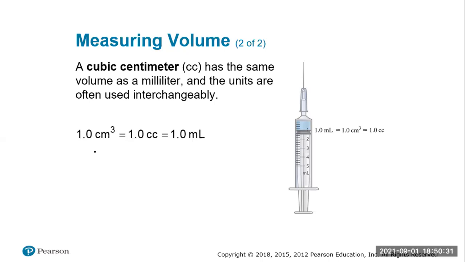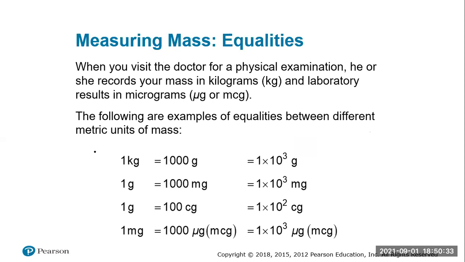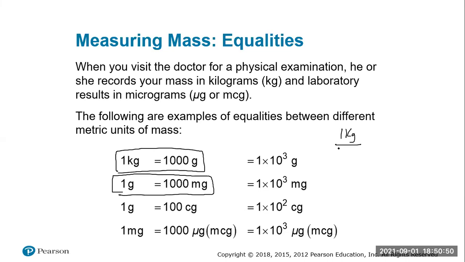Now, in terms of mass, there are also some very common conversions that we come across. 1 kilogram is 1,000 grams. That is definitely something we see a lot. Also, 1 gram is 1,000 milligrams. Those are two very common ones. Again, if we wanted conversion factors, 1 kilogram over 1,000 grams, or 1,000 grams over a kilogram.